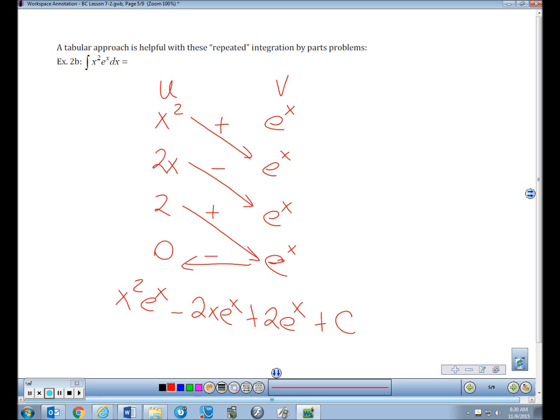For the most part, this is how I do all of my integration by parts. I never use the formula, but you may need to use the formula if you take a course that involves integration by parts in college.